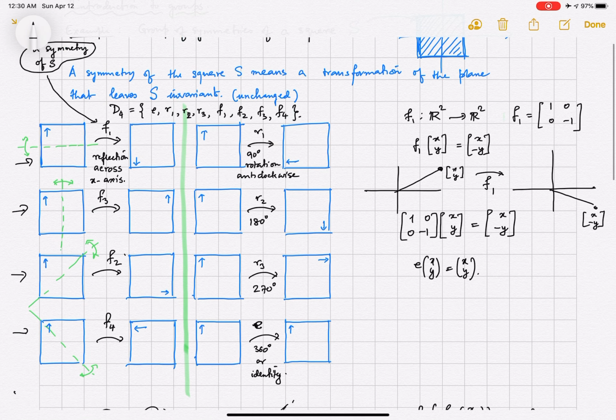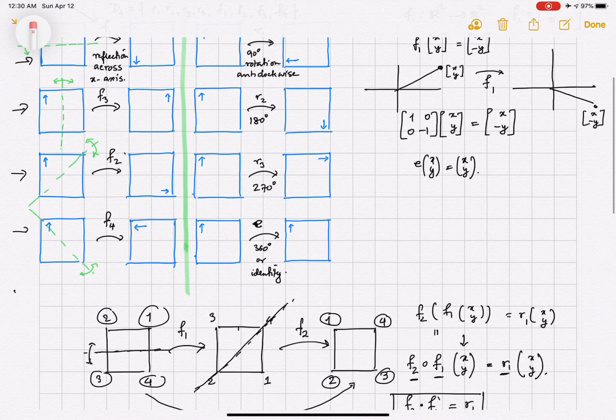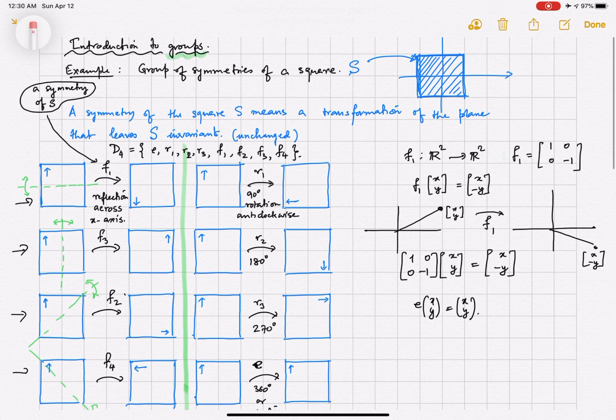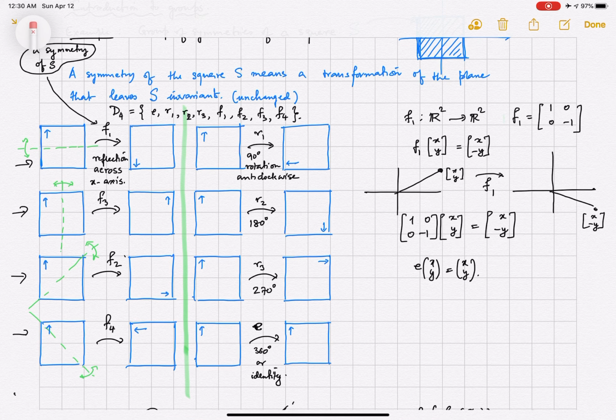And similarly, one could work out what happens when you apply any 2 of these back to back. And you could summarize that data in an 8 by 8 table that's called the multiplication table of this group, which tells you what this multiplication law is. By the way, this multiplication law, or this composition law, is called the group law of this group.